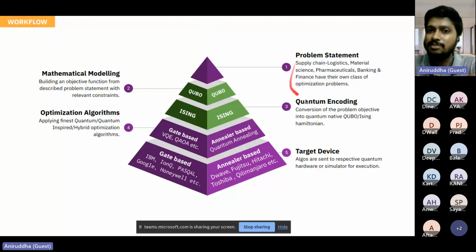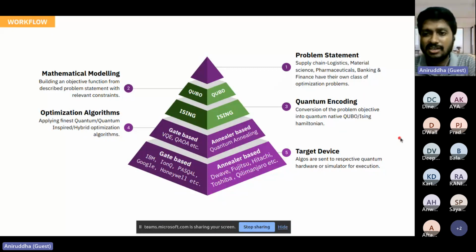You come up with a problem statement and formulate it as a binary polynomial, QUBO. After that step, you have to convert it into Ising, because Ising is what quantum hardware can understand. Once the Ising is there, the next part is a gate-based quantum computer or an annealing-based quantum computer, whatever, or an algorithm that can be executed on the hardware or a simulator, and you get the result finally.